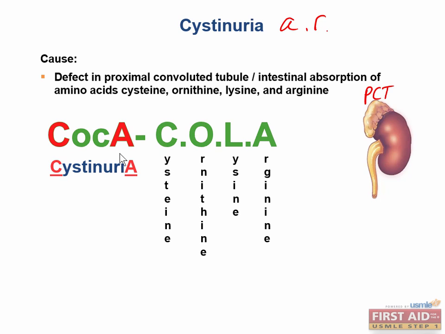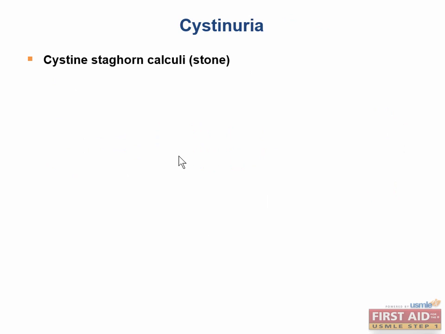Therefore, cystinuria is going to be your Coca-Cola disease, where you have your four amino acids, cysteine, ornithine, lysine, and arginine, which will ultimately lead to the excretion of these four amino acids into the urine. So just remember, cystinuria has the defect that leads to these four in the urine. One of the most important effects of cystinuria is that cysteine can precipitate and form kidney stones, which are also called cysteine staghorn calculi.